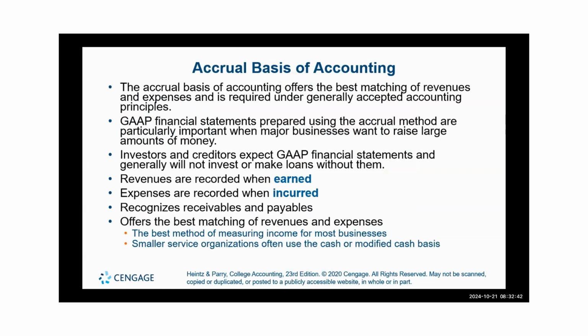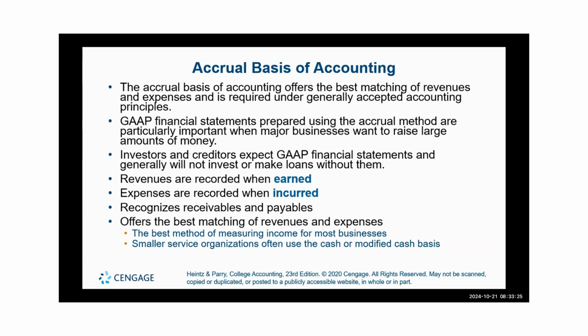All right, so talking about the different types of accounting here, the accrual basis of accounting offers the best matching of revenues and expenses. It is required by GAAP. You guys remember from chapter 1, GAAP is the generally accepted accounting principles. The GAAP financial statements prepared using the accrual method are important when you're trying to raise large amounts of money. Investors and creditors, so banks or people who want to invest, want GAAP financial statements, and they're not going to lend you money unless you are following GAAP. So you have to be using the accrual basis of accounting.